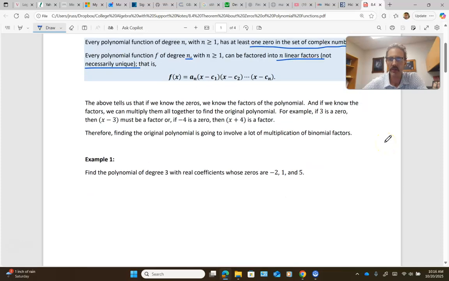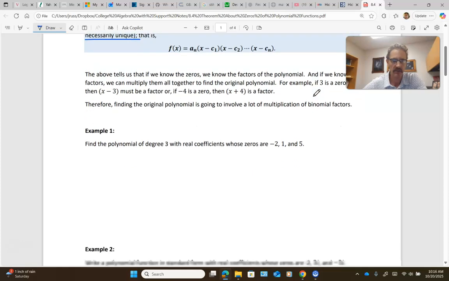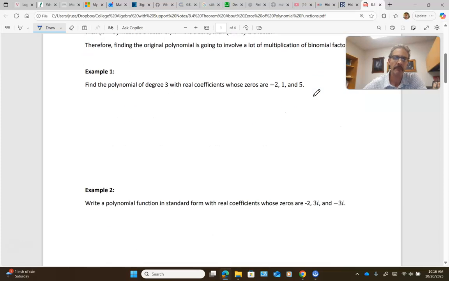All right. Okay, so what we're going to be doing now is we're going to be given some zeros of a polynomial. They're going to tell us the degree of the polynomial, and they're going to ask us to find the polynomial. Okay, so we're going to be working backwards. So let's look at example 1. It says find the polynomial of degree 3 with real coefficients and whose zeros are these numbers, -2, 1, and 5.